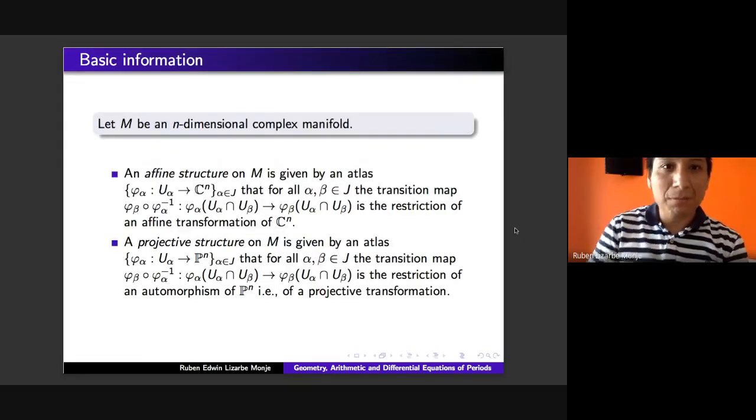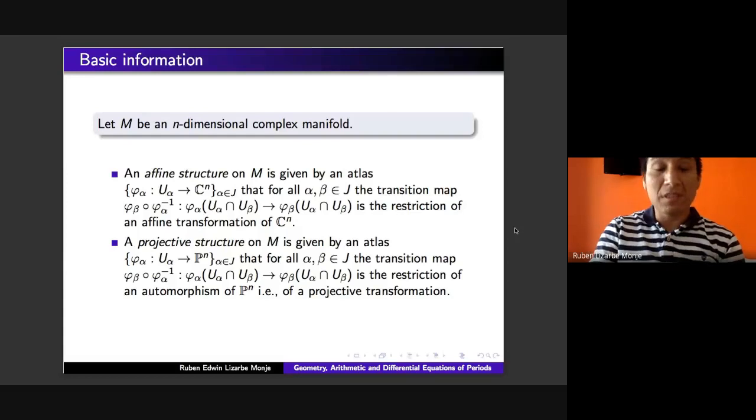One definition: M is a complex manifold of any dimension. Two definitions: affine structure and projective structure. An affine structure is an atlas where the transition maps are restrictions of affine transformations of C^n. A projective structure is an atlas whose transition maps are restrictions of automorphisms of P^n, that is, projective transformations. This is the definition.